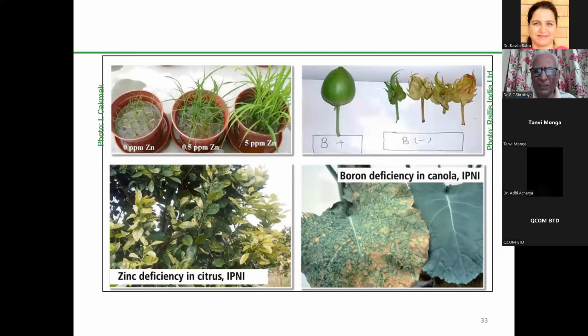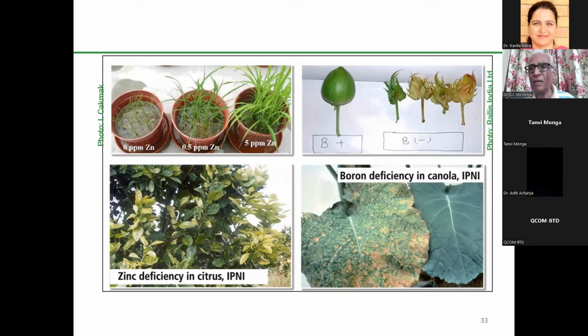Again, different shades of, oh, this is boron deficiency. Zinc is on citrus on left-hand side and on other plants. And also boron. You can see on the canola or mustard plant, the leaves, boron deficiency. And on the cotton, particularly the apical buds of the plant, they suffer and they don't grow.